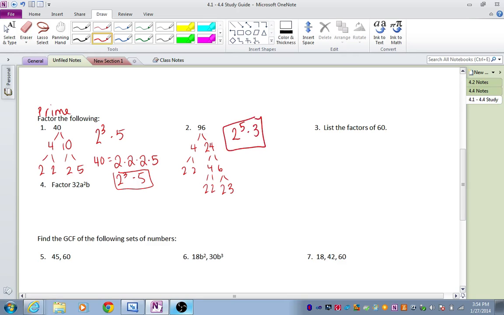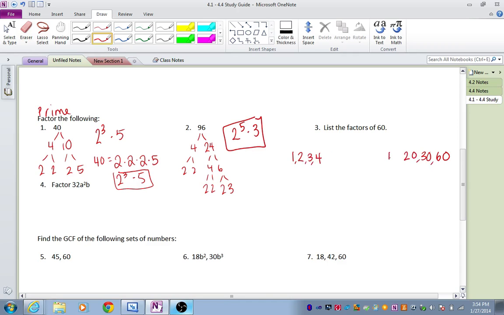Now number 3 says list the factors. Here we're finding pairs of numbers, all the numbers that divide evenly into 60, not just prime numbers. If you like doing the factor rainbow, this is the type of problem that you're going to do that on. So I'm going to start with 1 and 60. Our next number would be 2, and 2 is paired with 30. 3 goes into 60, and it's 3 times 20.